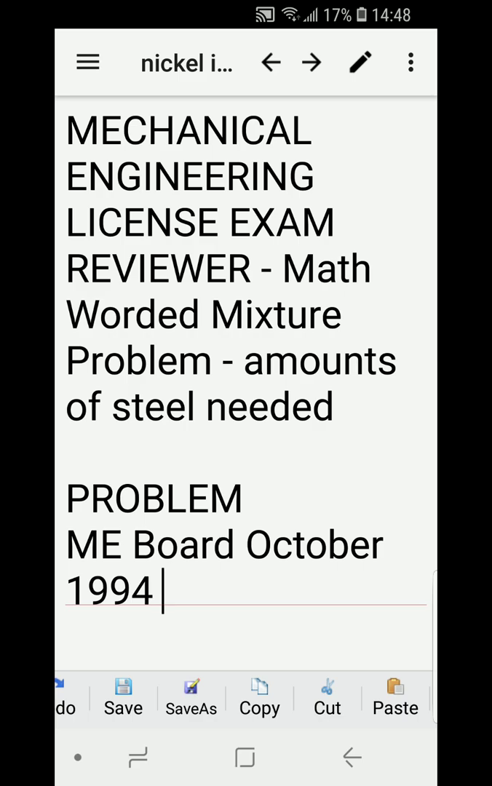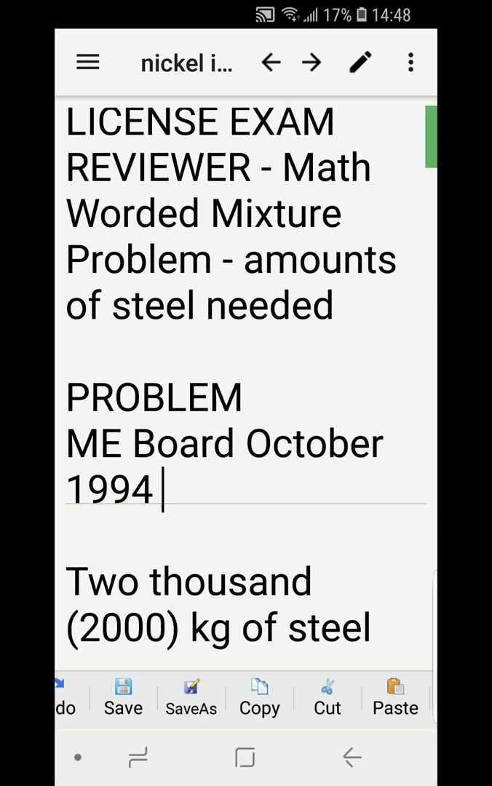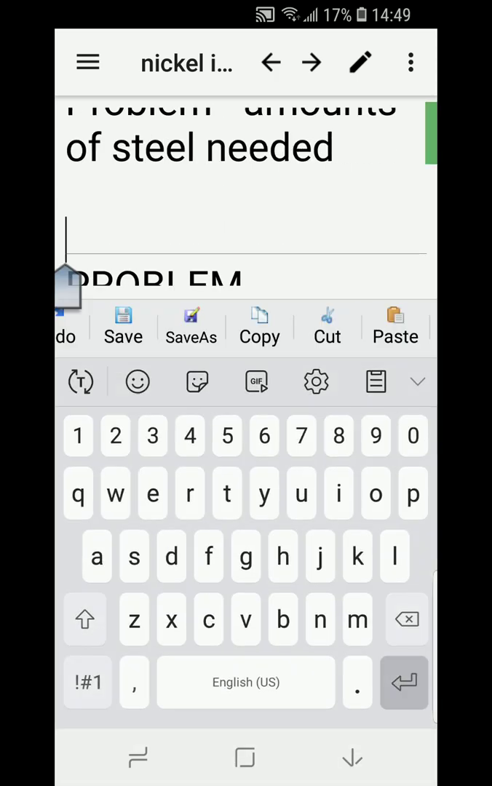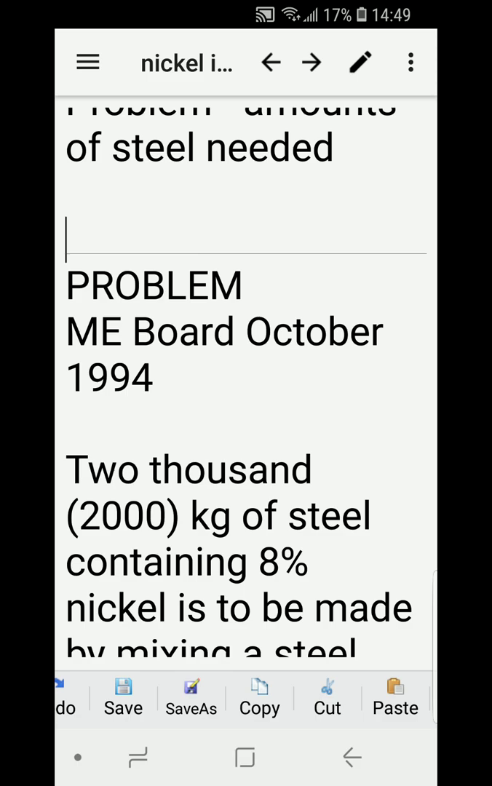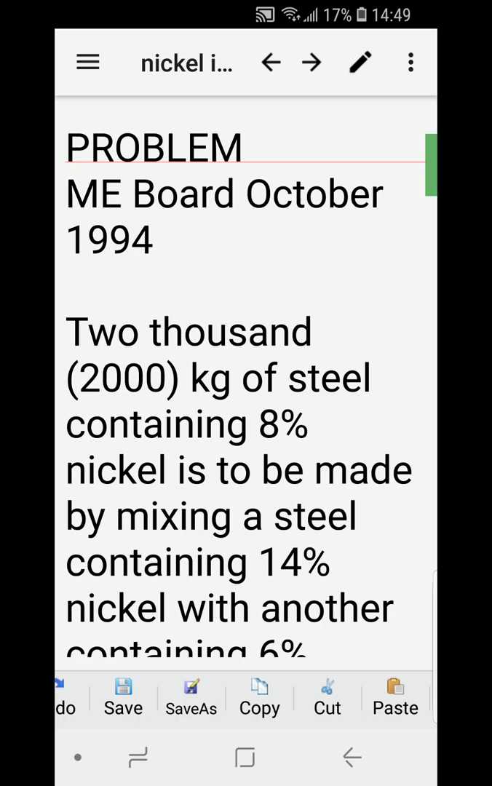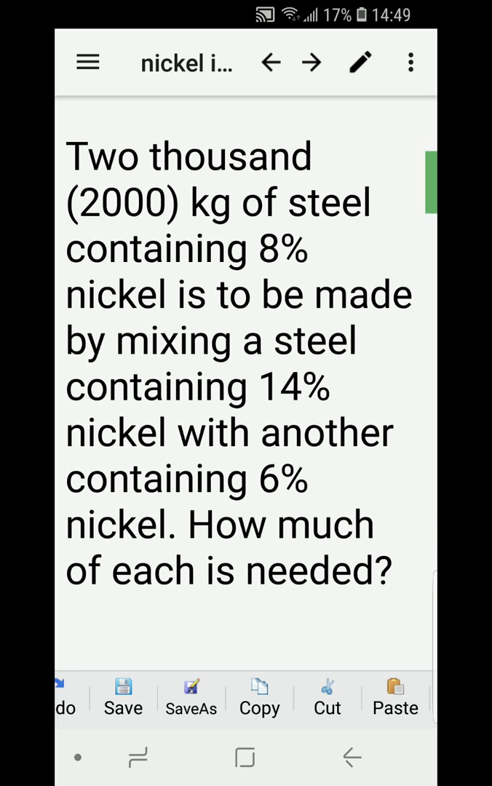And today we're gonna solve some math worded mixture problem. And it's regarding amounts of steel needed. So, the problem is from the Mechanical Engineering Board exam on October 1994 in the Philippines. So, read the problem.